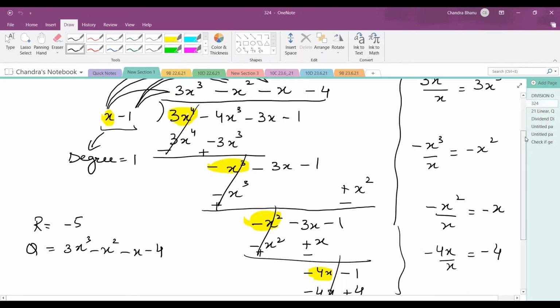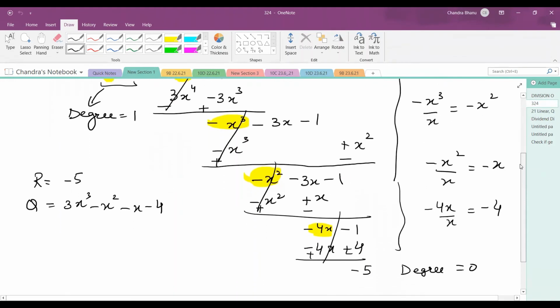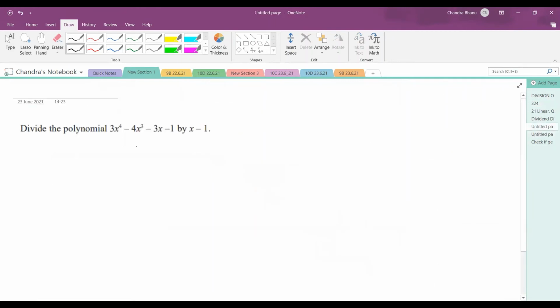This was the example we did of division and the remainder was minus 5. Now let us check, can we get minus 5 with this method? This is the same question and I'm going to find out the remainder with this new method of remainder theorem. Now what is my divisor here? My divisor is x minus 1. So first let's take out the zero of x minus 1.